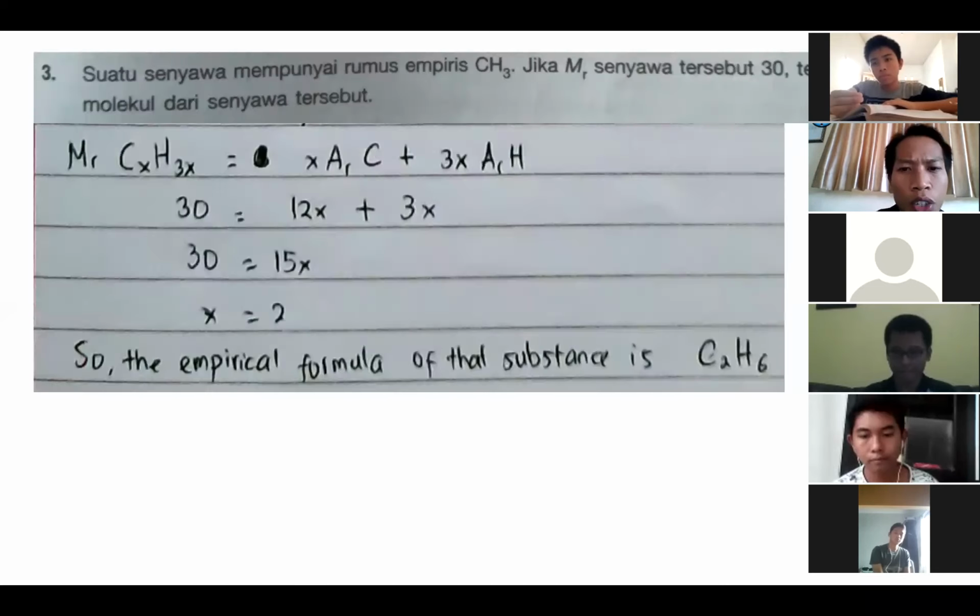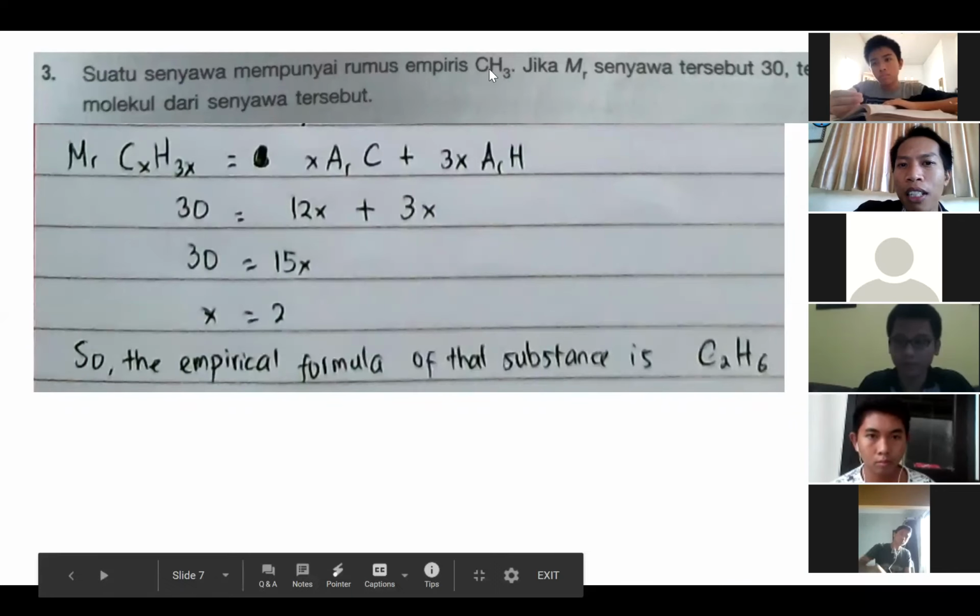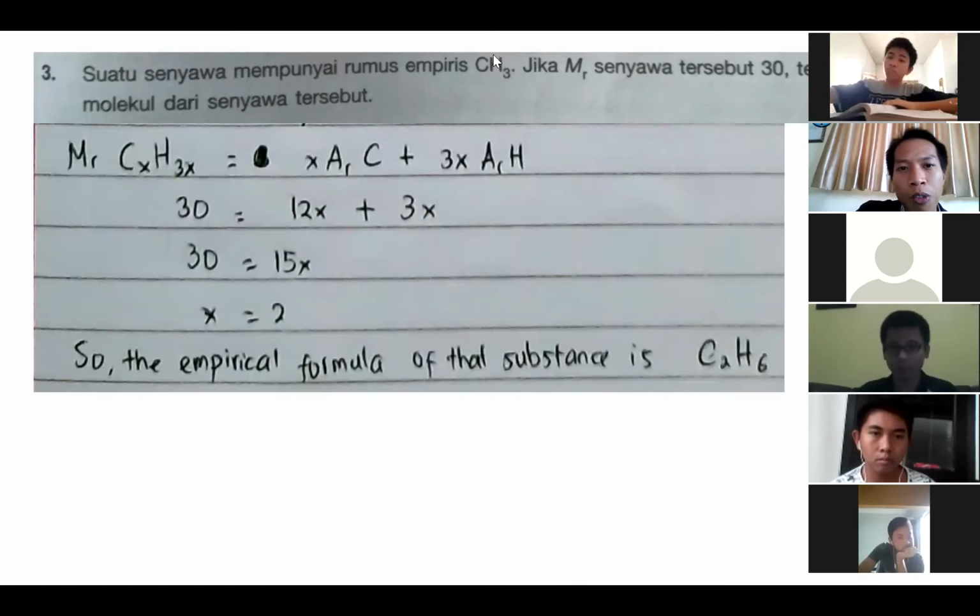And the last question is also a very simple question. A compound with the empirical formula. This is important. It is the empirical formula. This is not the molecular formula. When you go back to our previous chapter, we learned that the empirical formula is the simplest formula, which means that it is not the molecular formula itself. It is the simplest form of the formula.